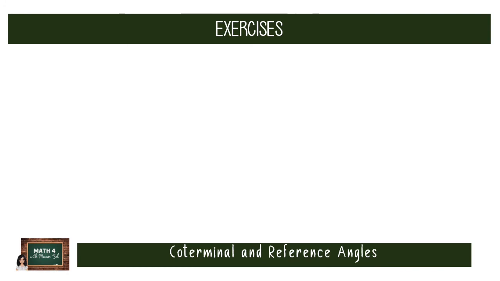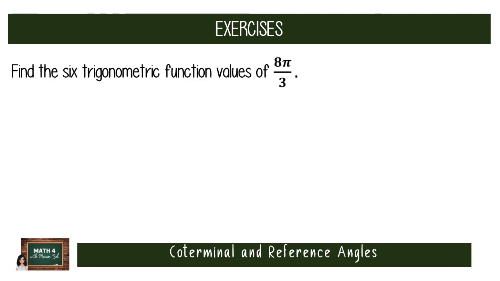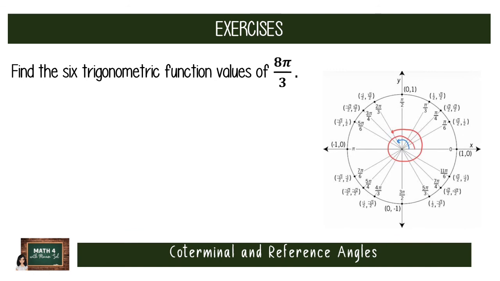Now that we know both coterminal and reference angles, we will be able to find the trigonometric function values of angles in the unit circle. Let's say we have to find the 6 trigonometric function values of 8 pi over 3. We know that it is coterminal with and has the same reference angle as 2 pi over 3, which has the coordinates -1/2 and square root of 3 over 2 on its terminal side. That means that those will be the same coordinates that 8 pi over 3 will have. So the trigonometric function values of 8 pi over 3 will be equal to those of 2 pi over 3.